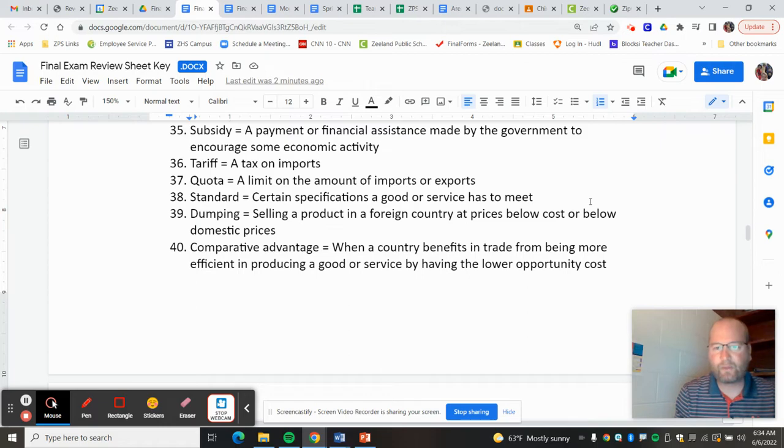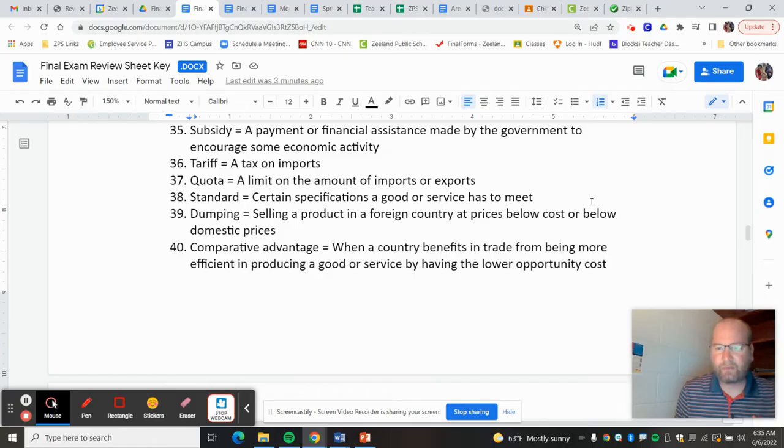39, dumping. That's selling a product in a foreign country at prices below cost or below domestic prices. So whatever the prices are in that place at home. If we're going to sell soccer balls in Canada, because we've got a bunch left over here in the United States, we might try to dump the rest of our soccer balls there in Canada. We're going to do our research. We're going to see that in Canada, they sell their soccer balls made by Canadian companies for $40 a soccer ball. Well, we're going to dump our soccer balls there and sell them for $30 a piece so that Canadian people buy our soccer balls and not the ones being sold there.